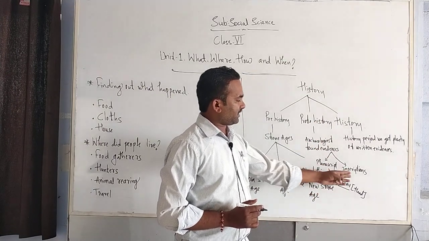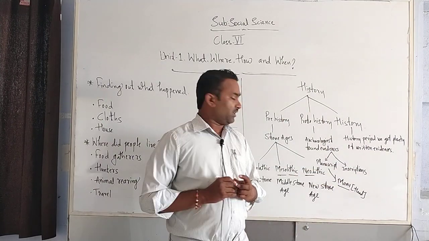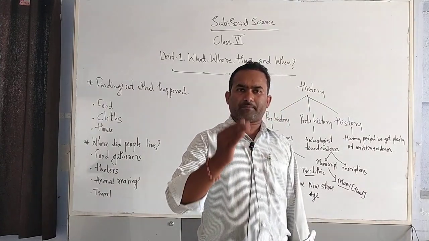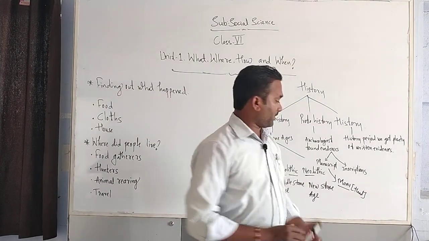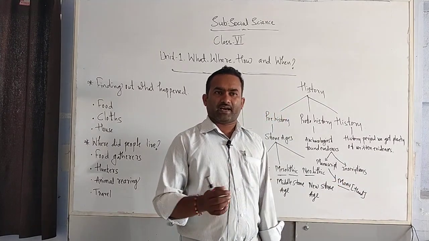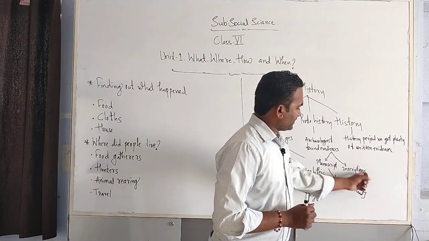And next is inscriptions. What are inscriptions? An inscription is writing on stone and metal. Ancient people wrote on stone and they wrote on metal. So that is what we call inscriptions.